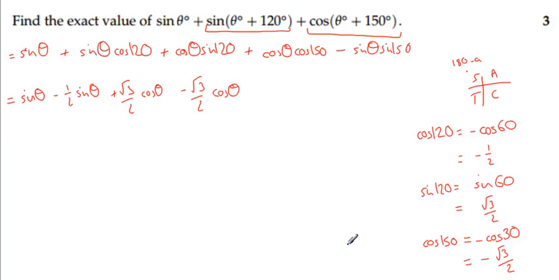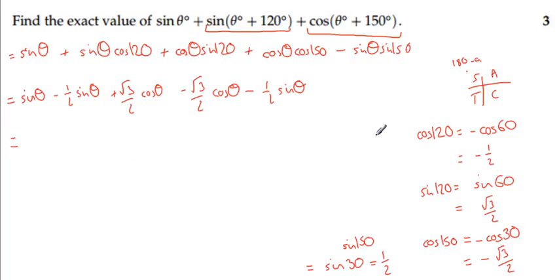And then finally, I've run out of space, so I'll just bring it out here. Sine 150, we're still in that second quadrant, where sine is still positive, and it's equivalent to sine 30, which is a half. So that last one here becomes minus, because it's a minus, a half sine theta, because that sine 150 gets replaced by a half.